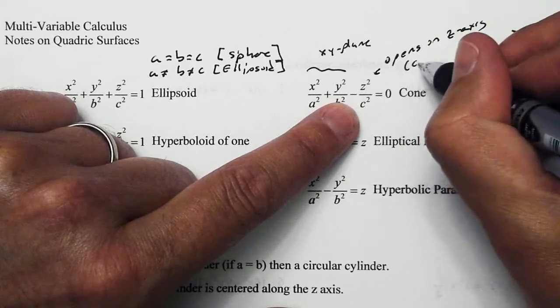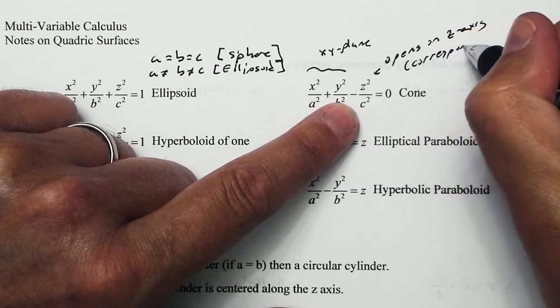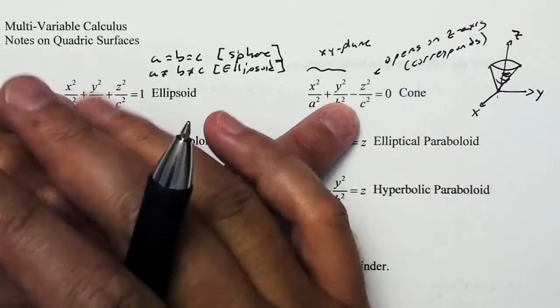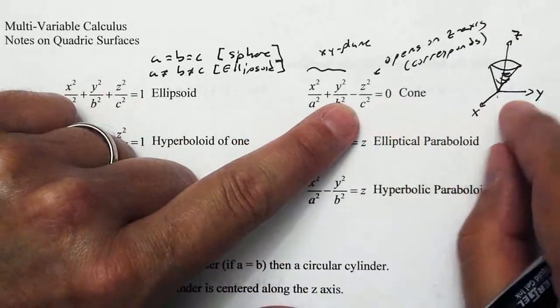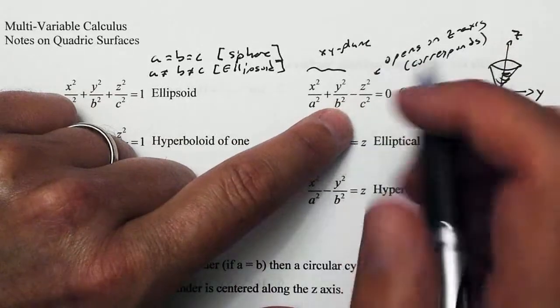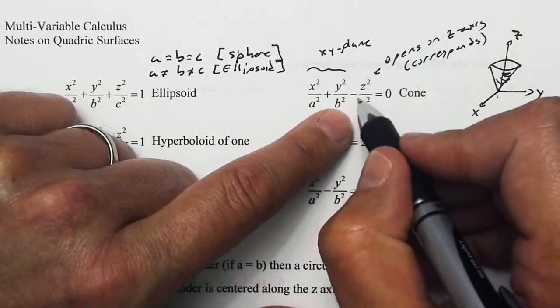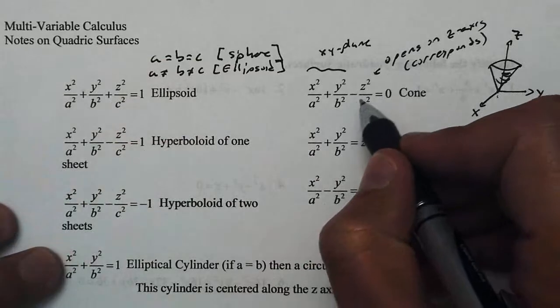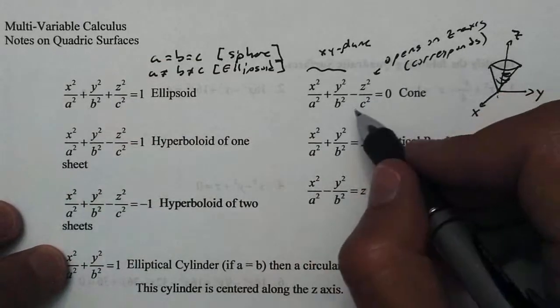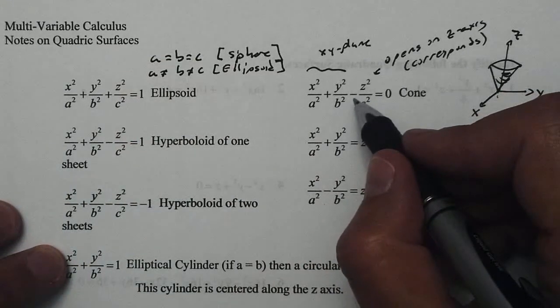Now, sometimes we say it corresponds to the z-axis instead. And all that really means right here is that, we can tell because we look at the minus sign right there. I always say look for the odd man out. And of all these, if you want to know which one it opens or corresponds to, look for the odd one out. This is a minus right there.